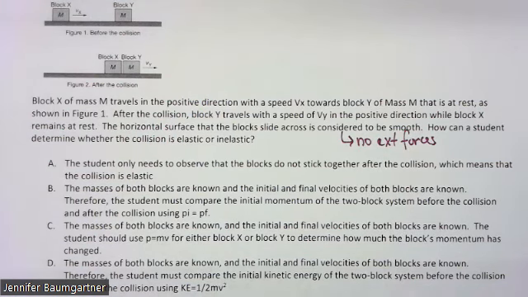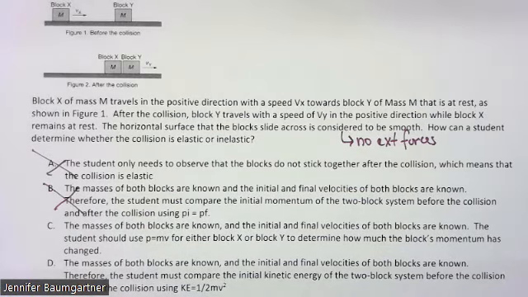So the student only needs to observe A, that the blocks do not stick together after the collision, which means the collision is elastic. We said in the last video, you cannot do that. You cannot assume just because they bounce off of each other that it is elastic. You have to do a calculation to prove it. So A is out. B: the masses of both blocks are known and the initial and final velocities of both blocks are known. Therefore, the student must compare the initial momentum of the two-block system before and after the collision. Nope, we know it's going to be conserved. That is not going to help us understand if it's elastic or inelastic.